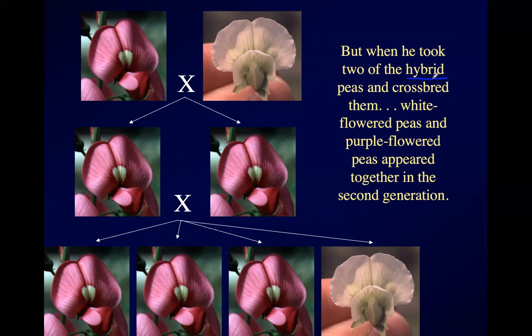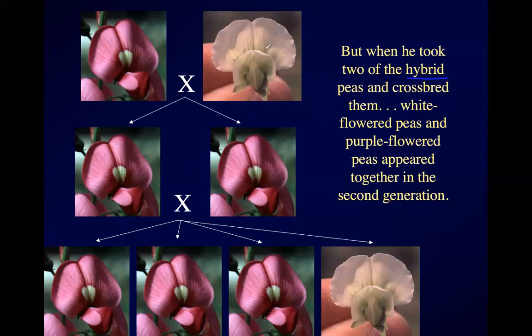And when he took two of his hybrid peas, the ones that he produced in that first cross, and he crossbred them, white-flowered peas and purple-flowered peas appeared together in the second generation. He got a mix of white-flowered and purple-flowered peas.